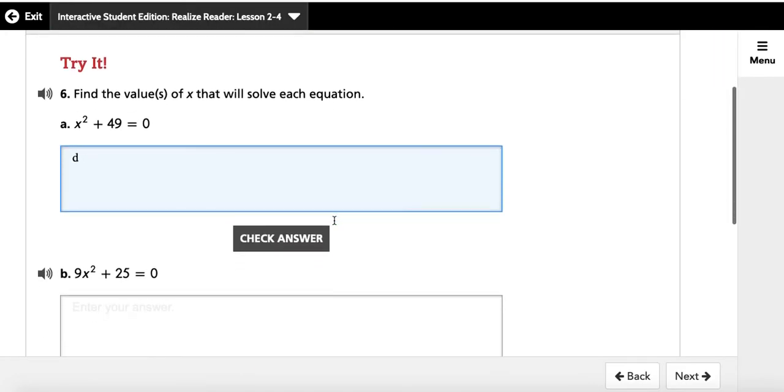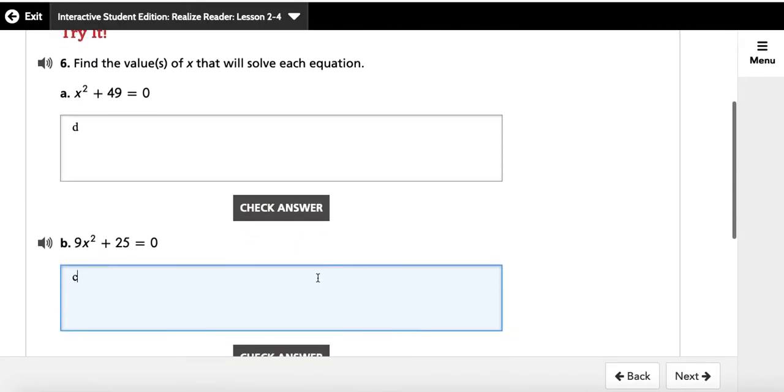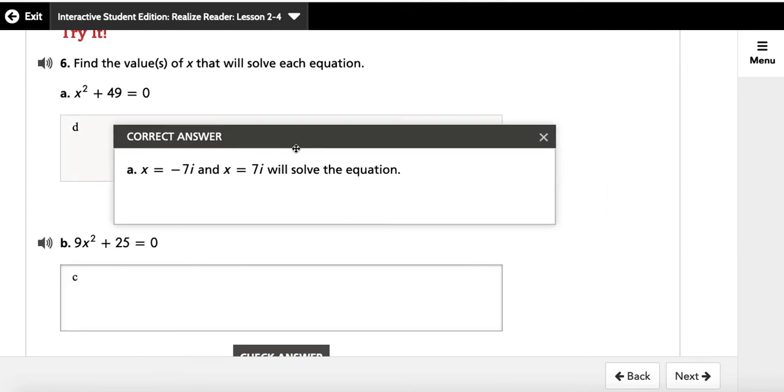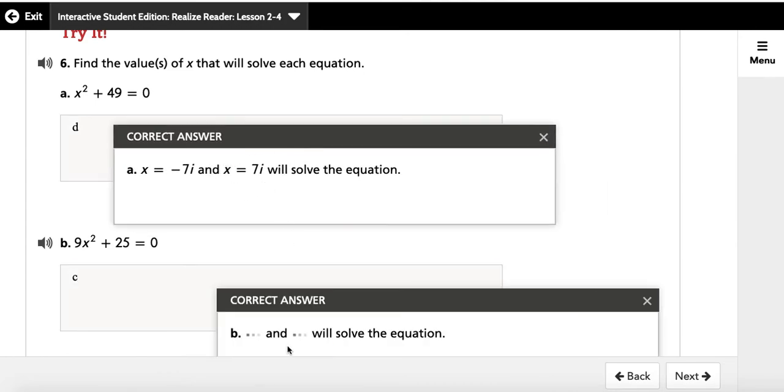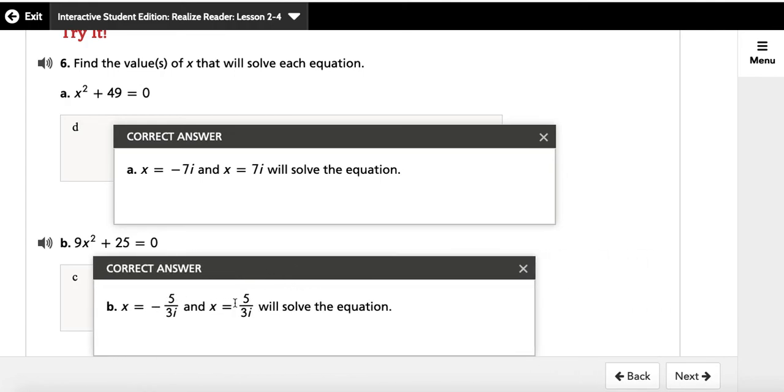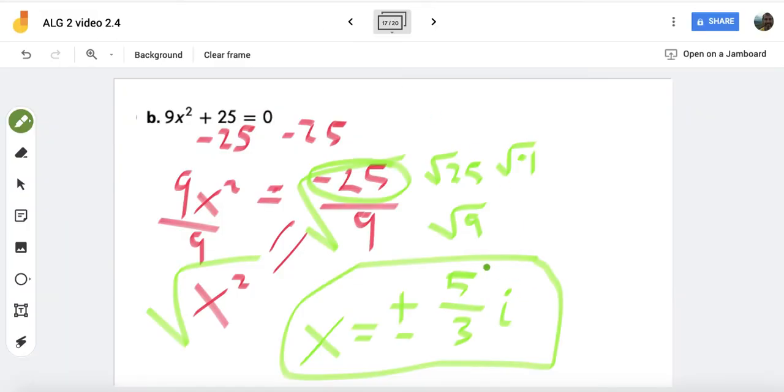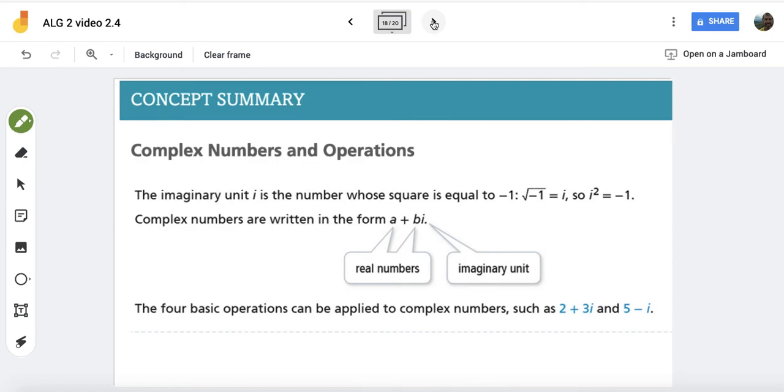Let's see what they had for the two answers. Negative 7i and positive 7i. And then for this one, negative and positive 5 over 3i. Now the i they have on the bottom, you're not supposed to have i in the denominator, so you should write it on the side like I did. This is proper. You shouldn't have i in the denominator. You can write it in the numerator, so this i right here could have been written in the numerator. I do not like how they wrote it in the denominator. Personal preference, I guess.